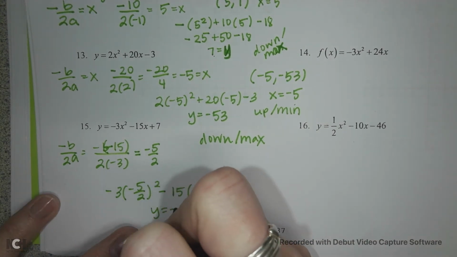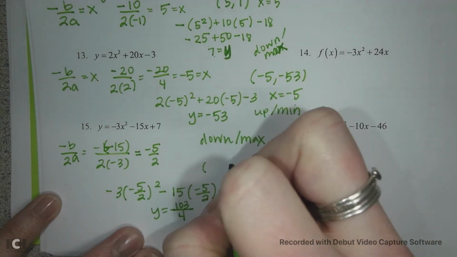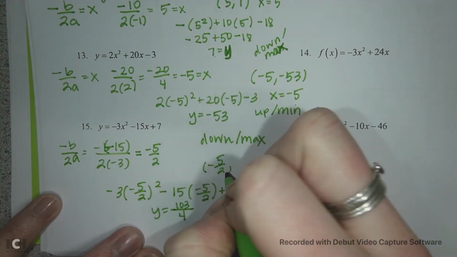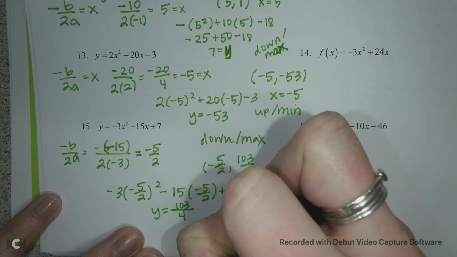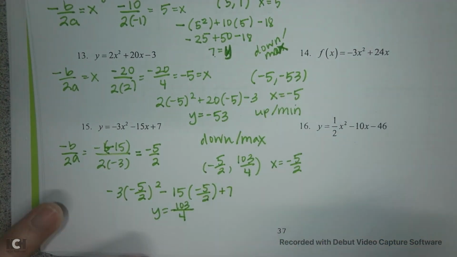So y equals 103 over 4. And then my vertex will be at negative 5 over 2 and 103 over 4. And my axis of symmetry is x equals negative 5 over 2.